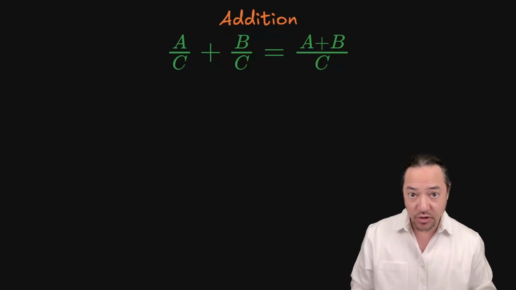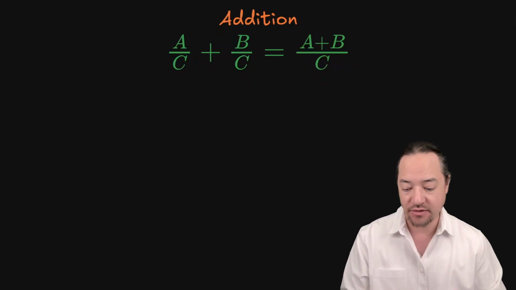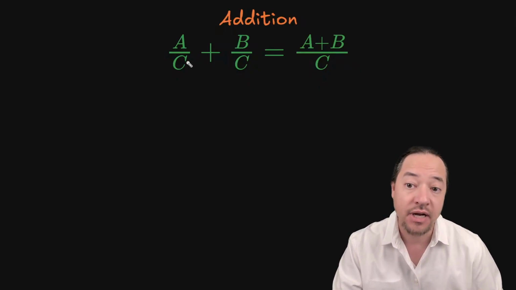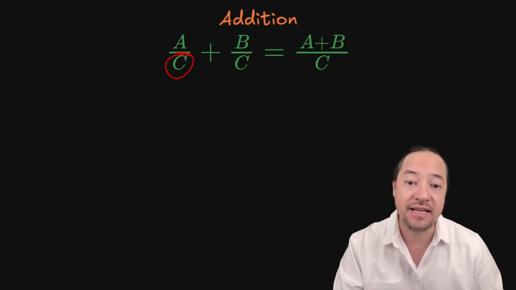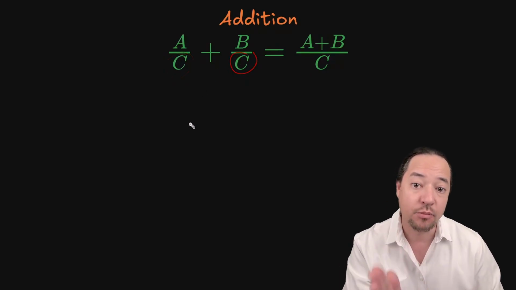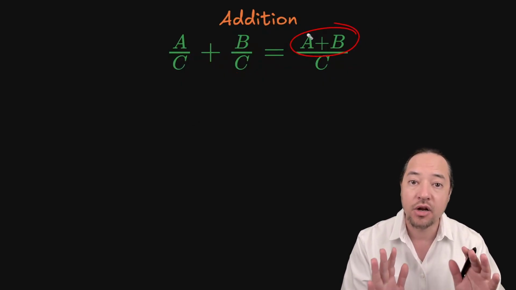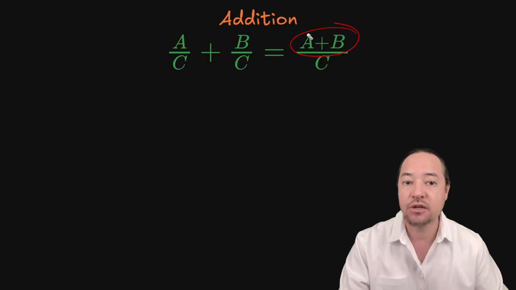And it's going to be very similar to how we add fractions together. Here we have sort of the general rule on how to add fractions together. The key is you must have a common denominator. So the denominator must be the same for both fractions. And if that's true, then you just add the numerators together. Pretty straightforward. Let's take a look at an example.